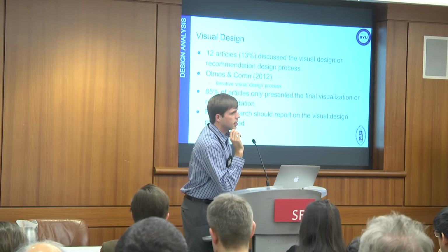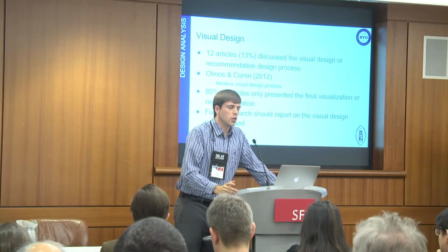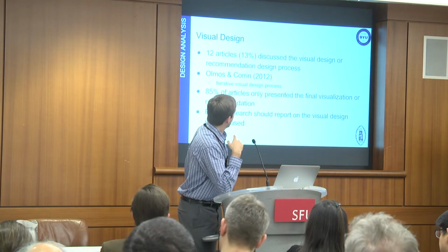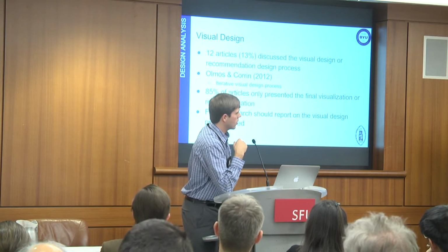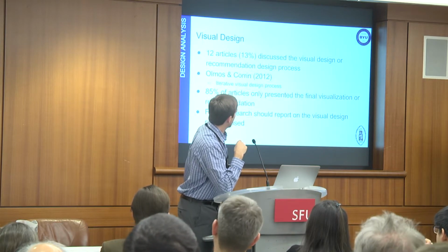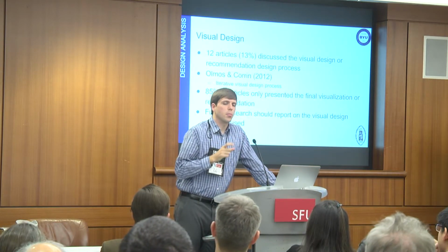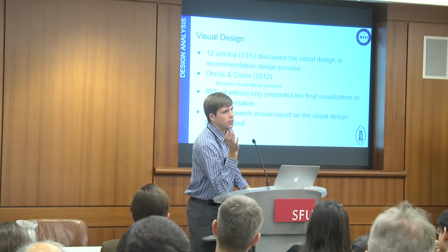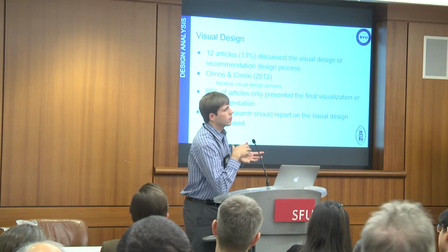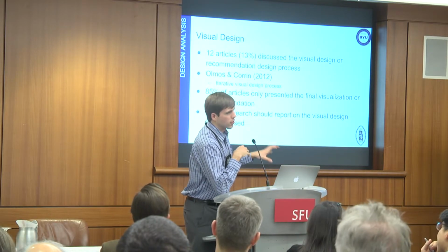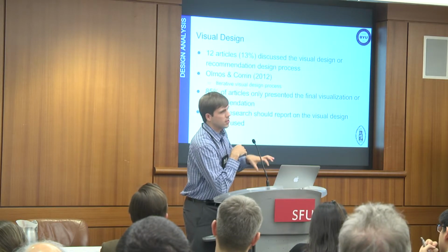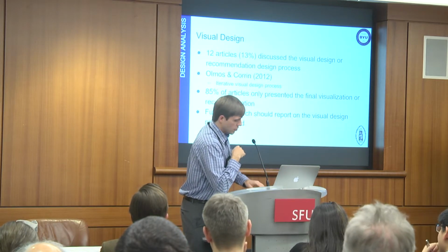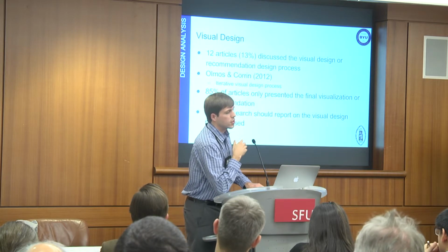Visual design, same thing as information selection, but for the visualization chosen. Only 13% discussed visual design. Olmos and Katrien, 2012, did a really good job at this, and they reported on each step of their iterative design cycle and process. A lot of articles just reported the final result, and that wasn't as meaningful as reporting on the first prototype and then the evaluation, the second prototype and the evaluation, the third prototype and the evaluation. So future research should consider justifications, including justifications for visual design.